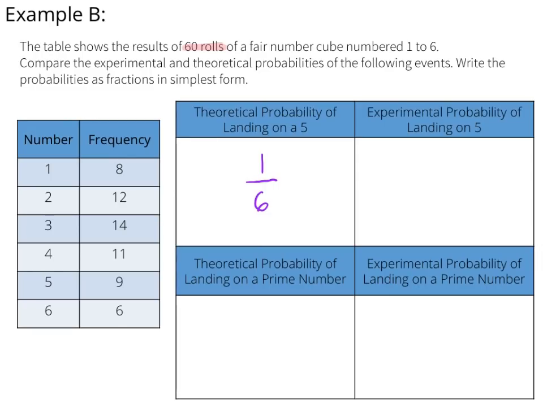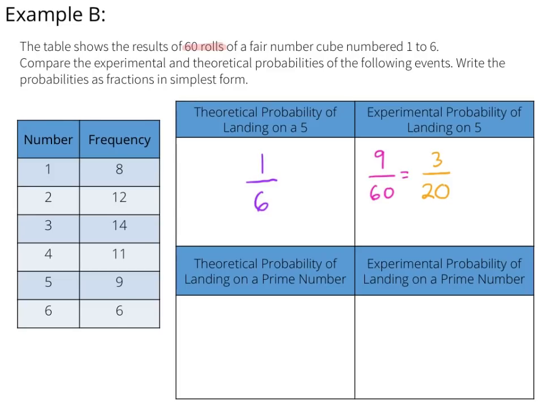Now we need to take a look at our experimental probability, and it says that it rolled 9 times out of 60. So again, we have to reduce that to simplest form. So we're going to divide both the top and the bottom by 3. 9 divided by 3 is 3. 60 divided by 3 is 20, so that's going to be 3/20 as our simplest form. So we can see that our probabilities are not the same.